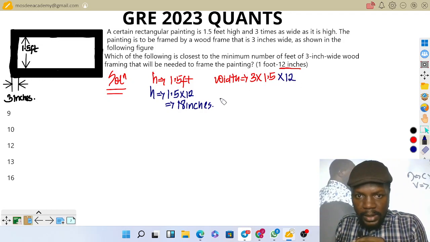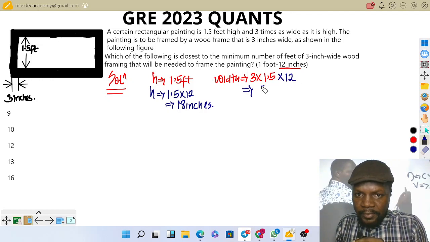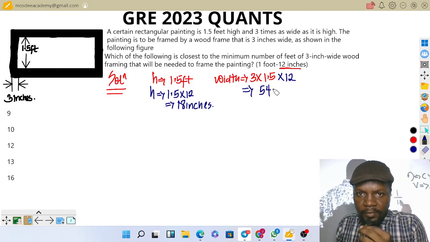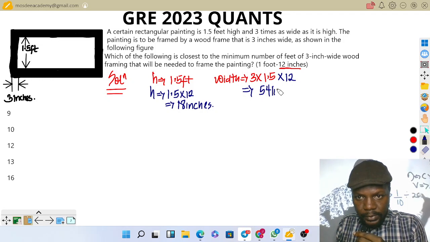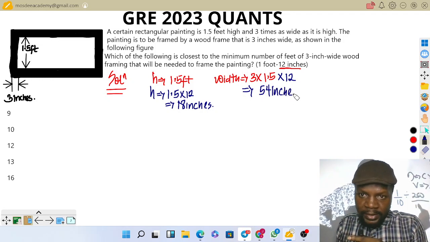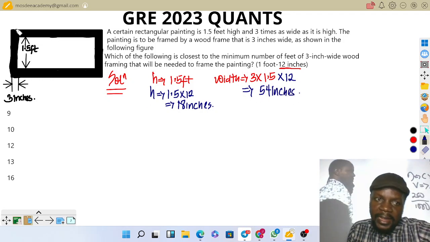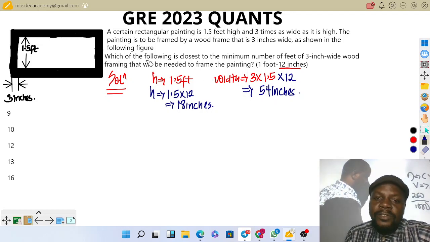That's 18 times 3, that should be 54. 54 inches, or 54 in, however you write it. So that's the value of the height and that of the width.